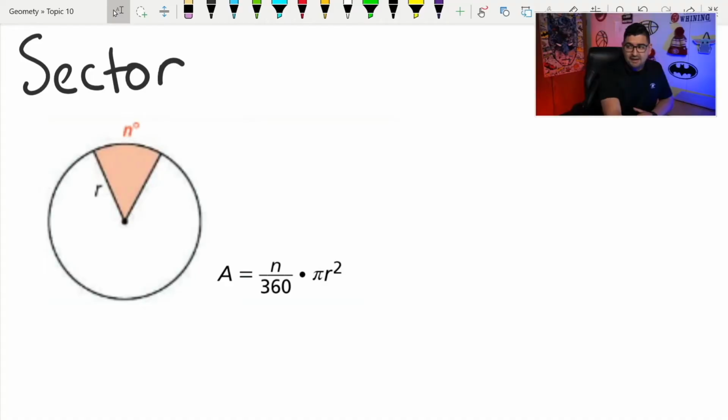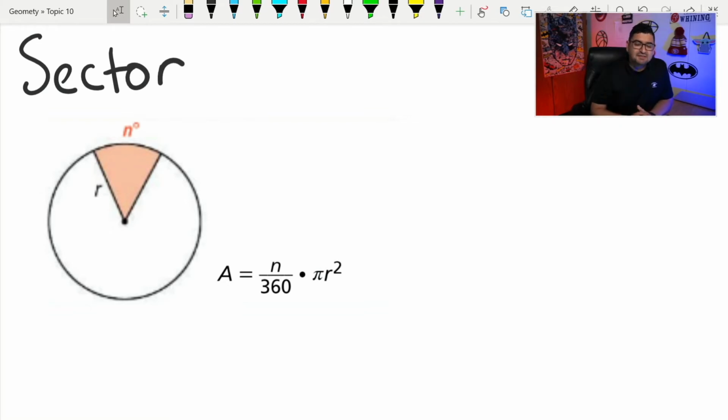In today's video, we're going to be talking about what a sector is inside a circle and how to find its area. Let's go ahead and get started. So here I have an image of a sector highlighted in a sort of peach color. A sector is a portion of a circle, kind of like a pizza slice here. And today we're going to try to find the area of this piece.